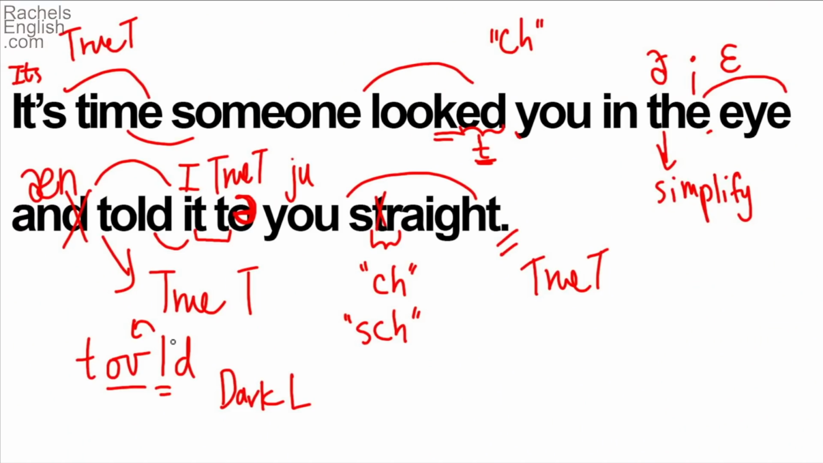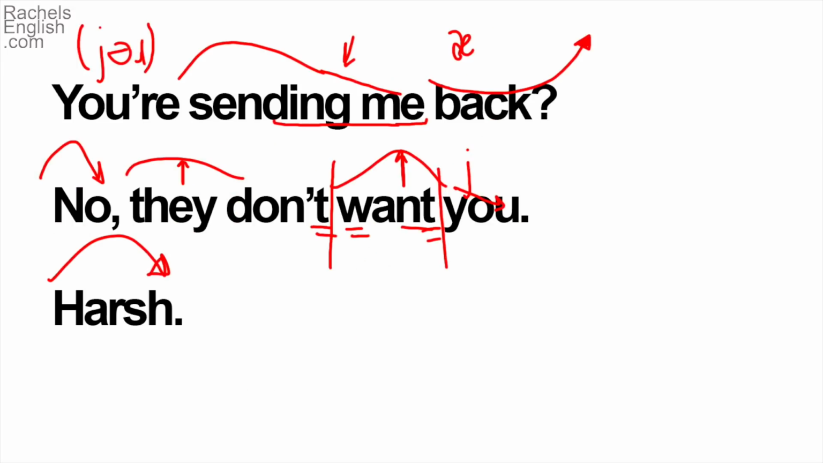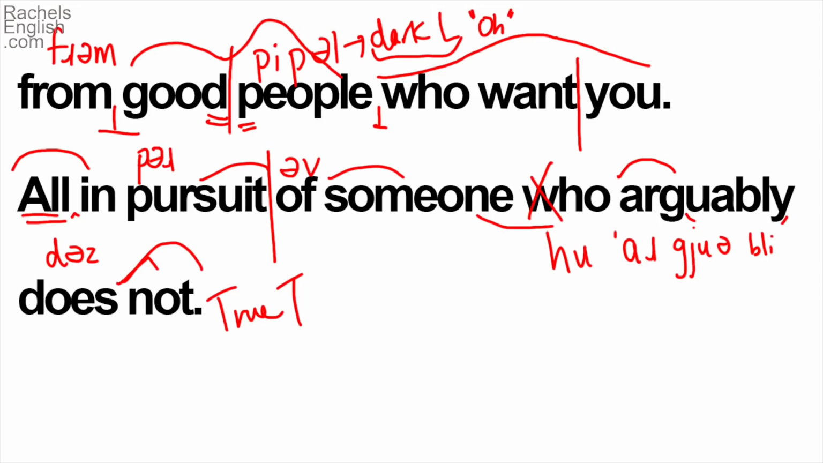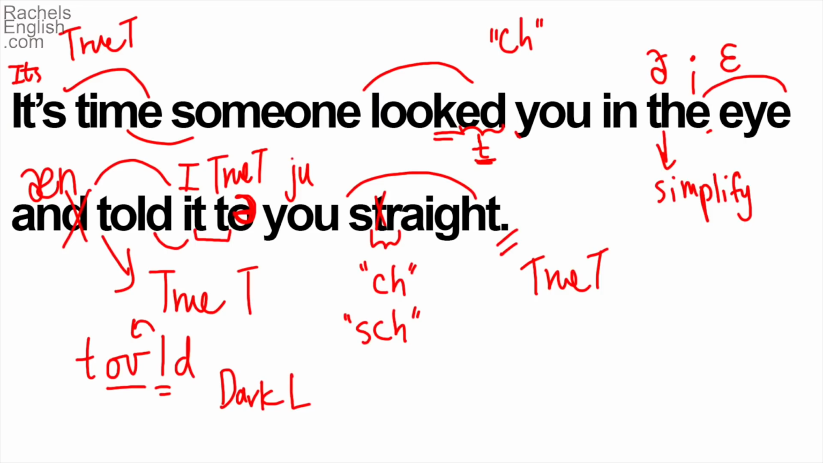Let's listen to the whole conversation one more time. You sending me back? No. They don't want you. Harsh. You laugh, but you've run from foster homes in 6 counties, Mr. Batson. From good people who want you, all in pursuit of someone who arguably does not. It's time someone looked you in the eye and told it to you straight.